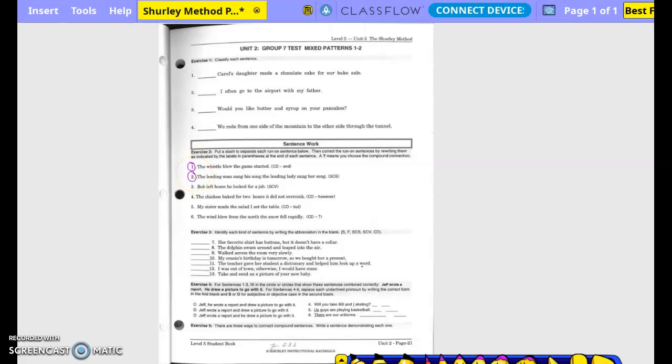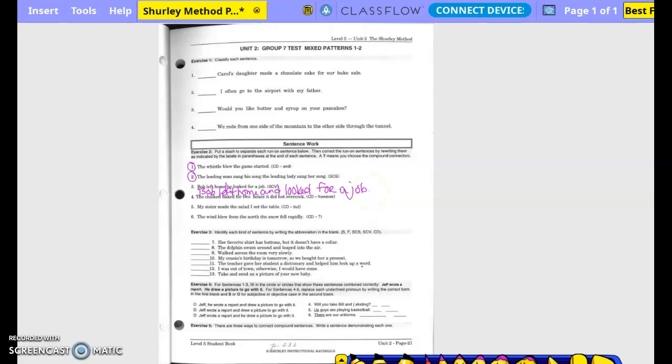Let's do 3. Bob left home. He looked for a job. Where's my backslash? Between home and he, right? Okay. So it says a sentence with a compound verb. So we're going to replace that with what? And. So Bob left home. And do we need to add he? No. So Bob left home and looked for a job.